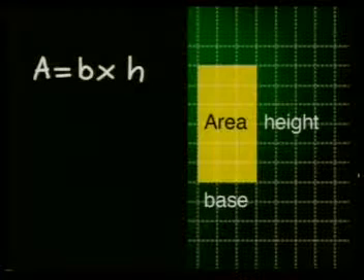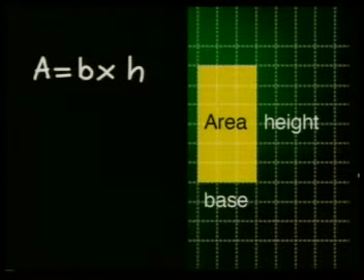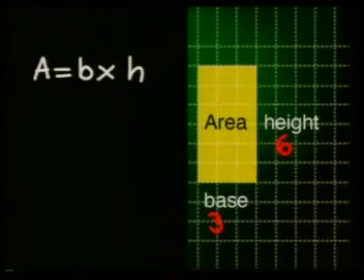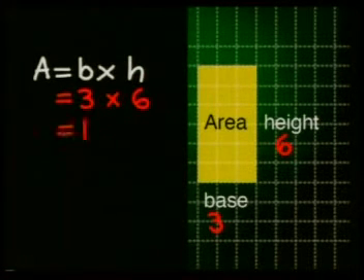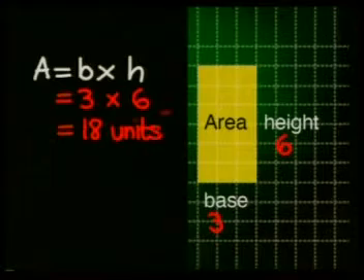It is always useful to look at a simple two-dimensional shape first. Here is the rectangle we used in an earlier lesson. We found its area quite easily by using length times breadth or base times height. It was 3 times 6, which comes to 18 square units.